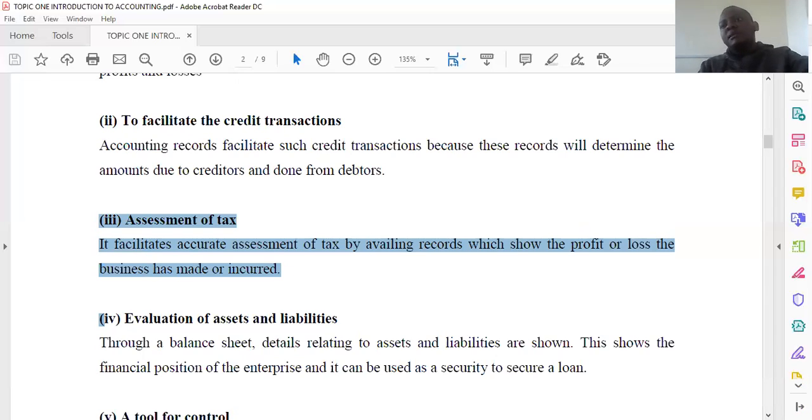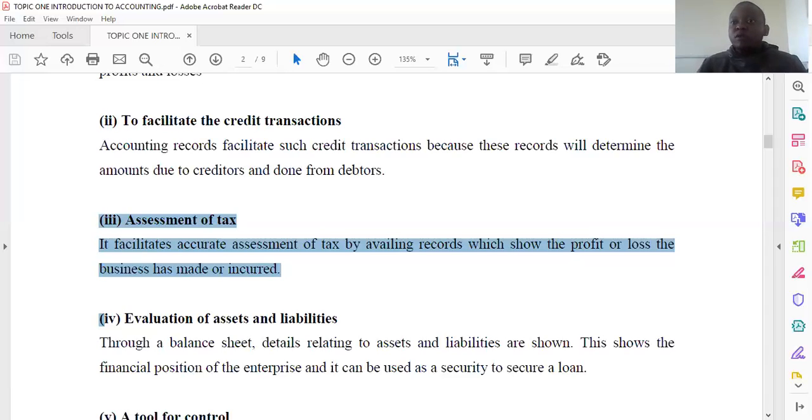The business may overpay taxes or may underpay taxes. If it overpays taxes, that is a loss to the business because it's losing too much money to tax. On the other hand, if it underpays the taxes, this may come with some fines. KRA is known to fine the taxpayers who have not paid tax properly.